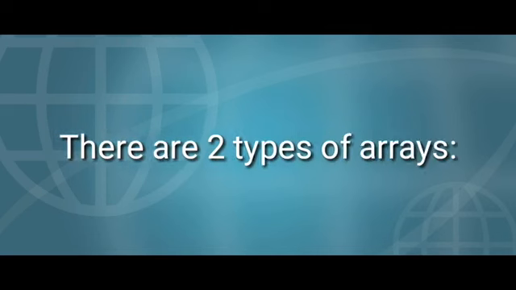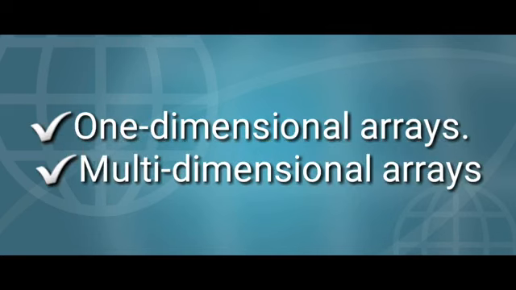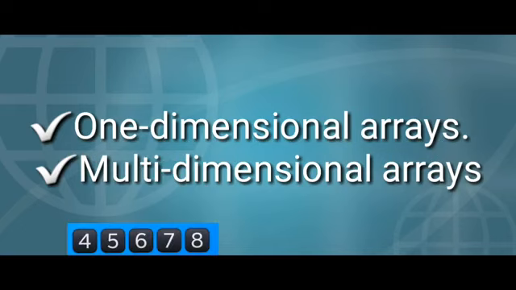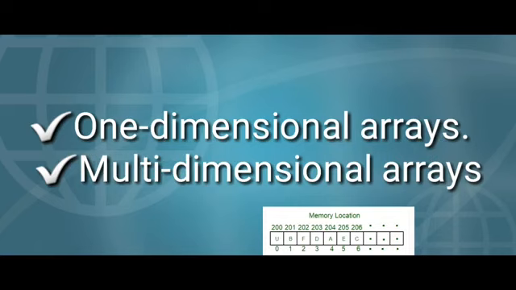There are two types of arrays. First is one-dimensional arrays, as shown on the image. Second is multi-dimensional arrays, array within array.